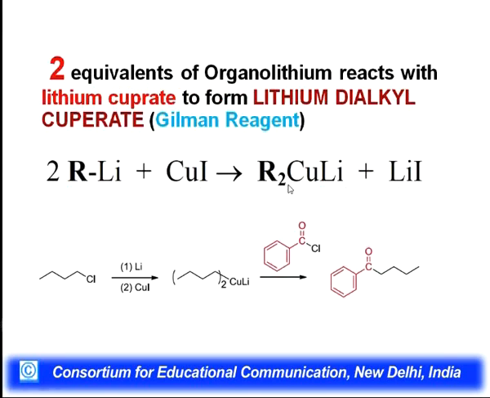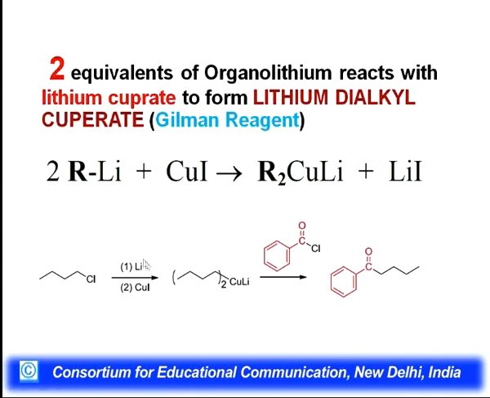So how can we prepare this Gilman's reagent? If we take 2 equivalents of alkyl lithium and treat it with cuprous iodide, then what we get is dialkyl lithium cuprate, which is a Gilman's reagent. And this reagent can now react with an acid chloride to give us a ketone. But the question arises, how can we prepare this alkyl lithium?